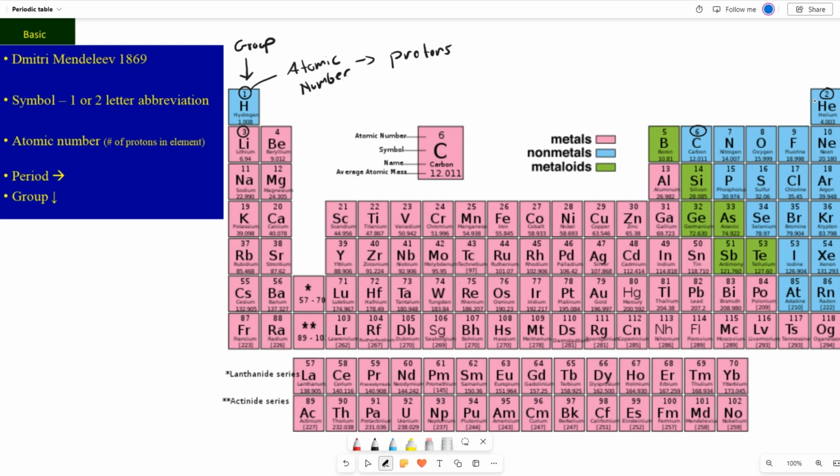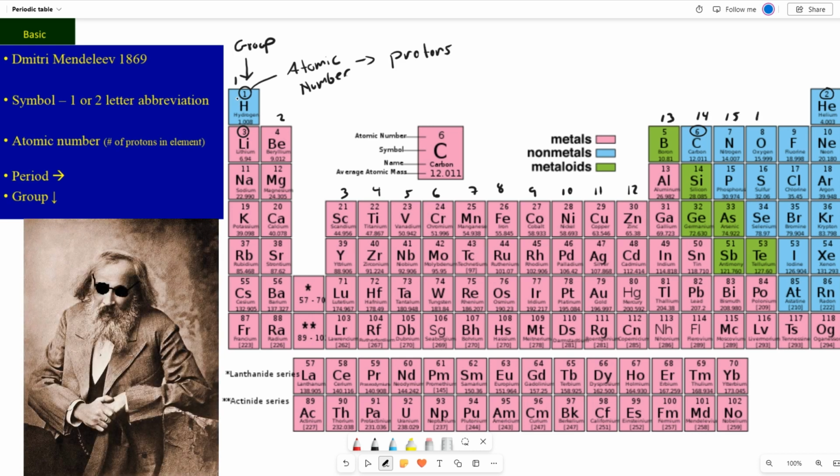Groups are when you have elements that are in the same column as each other. So lithium and hydrogen started their own group. There are 18 groups in the periodic table. 1, 2, 3, 4, 5, 6, 7, 8, 9, 10, 11, 12, 13, 14, 15, 16.